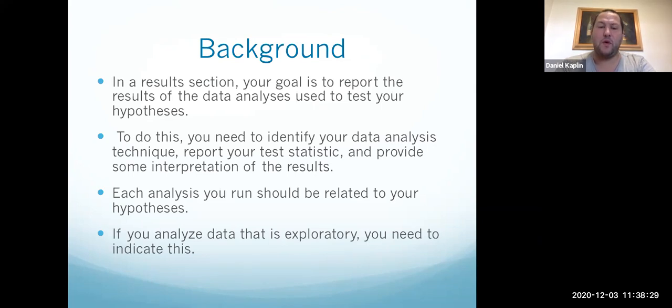so that they know that this is what you're doing. Otherwise, there is a big problem with something called p-hacking, where people collect massive amounts of data and they run a whole bunch of analyses just to see what came back to be statistically significant. When you do that, you increase the likelihood of finding a significant result in error, or a type 1 error. So you want to avoid that if you can.